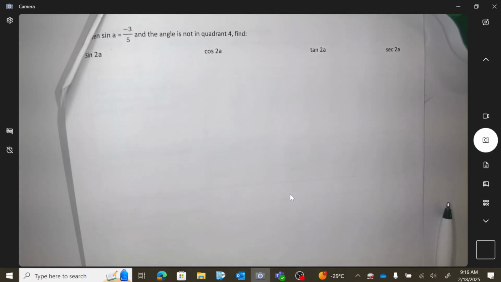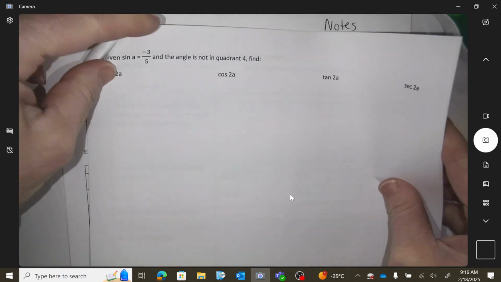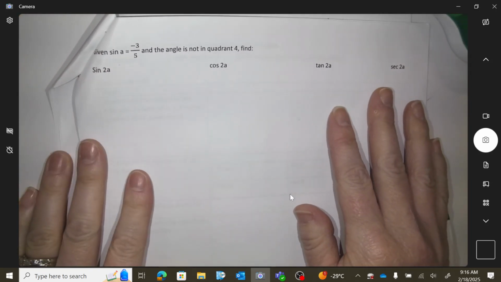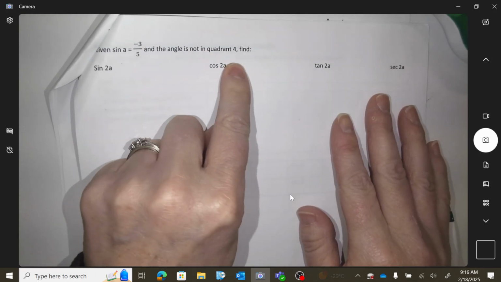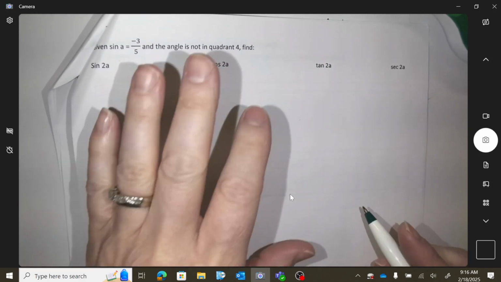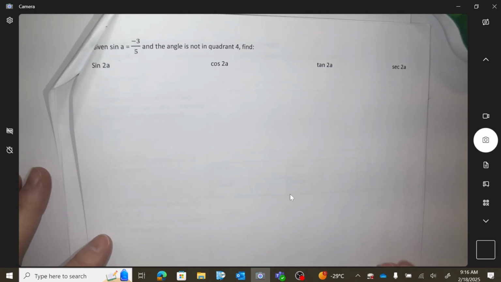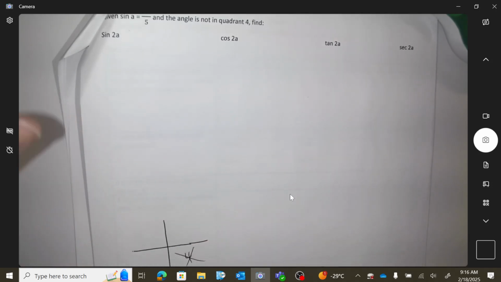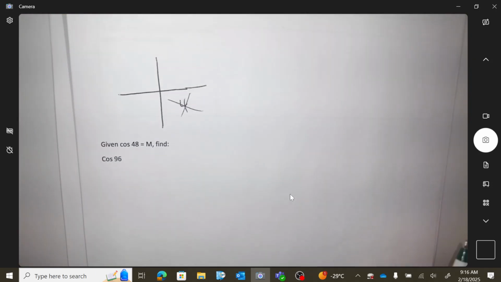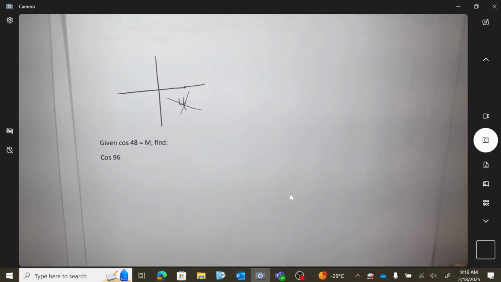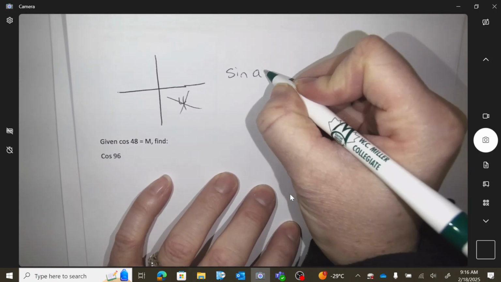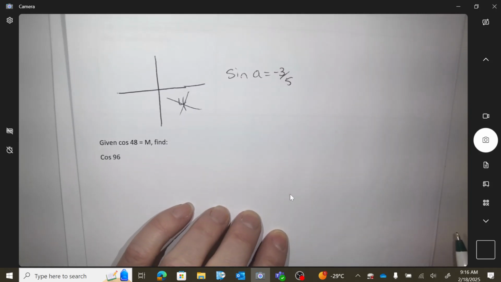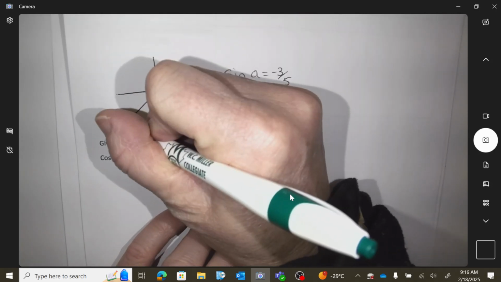Okay, so now this is the next question. We were told the sine of A is -3/5 and the angle is not in quadrant 4. Okay, so let's do some work here. Where am I? I'm not in quadrant 4. That's all I know. So where am I? Quadrant 3. Sine A is negative.